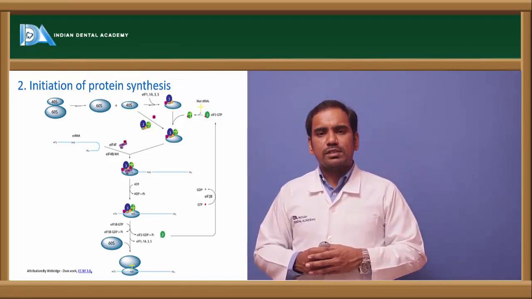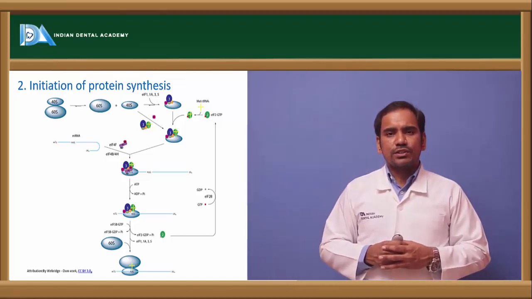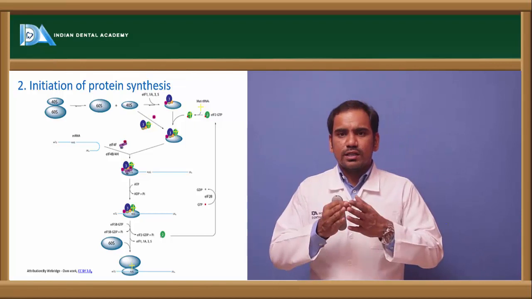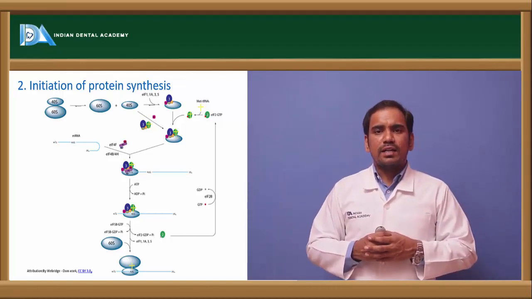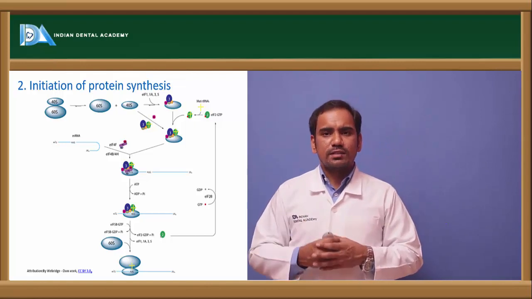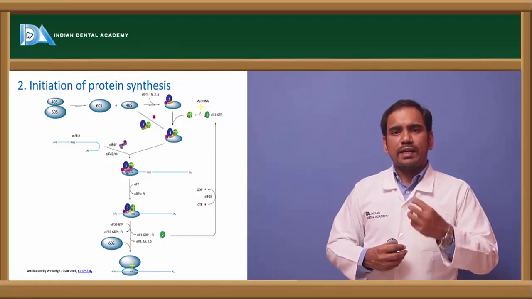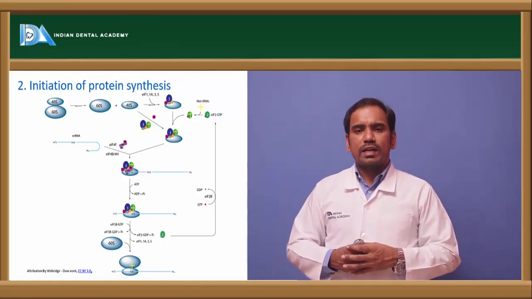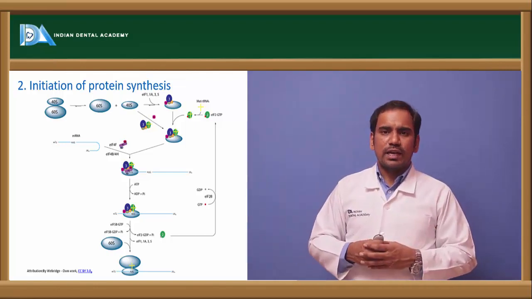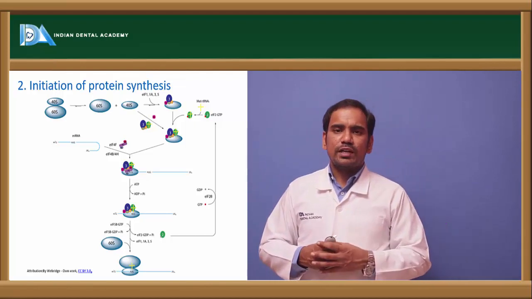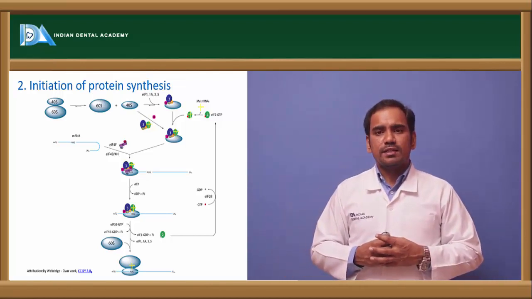So this is what happens in case of initiation of translation. There is a dissociation of ribosomes into 40S and 60S, and there is formation of the 43S pre-initiation complex, the 48S initiation complex, and finally the 48S initiation complex again reassociates with the 60S subunit and is converted into the 80S initiation complex.